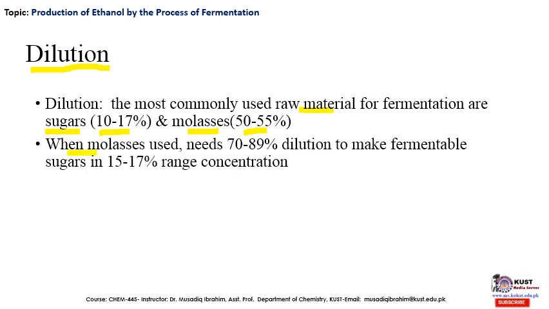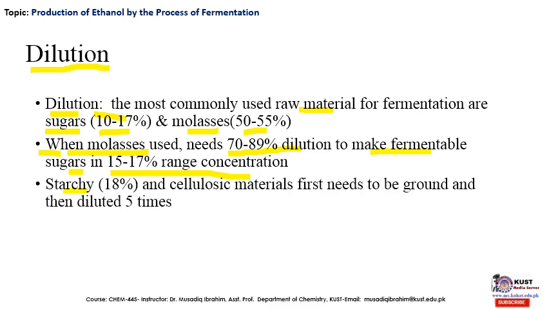Now, when the molasses are being used for the fermentation process to initiate and prosper, it needs 70 to 89% dilution, so as to make the fermentable sugars in the 15 to 17% range concentration. So it means that when you are diluting the molasses, automatically you are diluting the sugars and they are reaching a percentage within the range of 10 to 17%.